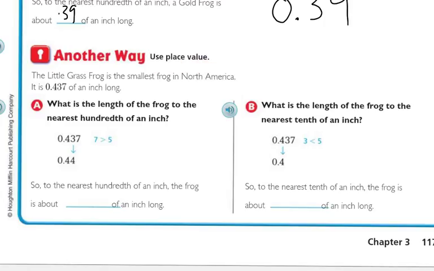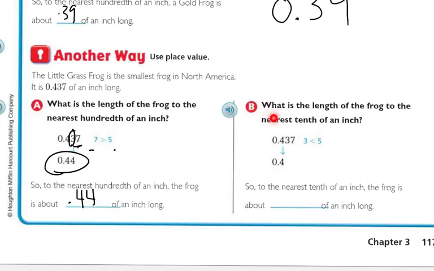Okay, another way. Let's use place value. The little grass frog is the smallest frog in North America. It is 437 thousandths of an inch long. What is the length of the frog to the nearest hundredth of an inch? So again, I'm looking at my hundredths position. In this case, it's 3, okay? So I have to look to the right at the 7. The 7 is greater than 5, so the 3 will become a 4. So I will have 44 hundredths, okay? The nearest hundredth of an inch of the frog is about 44 hundredths of an inch long.